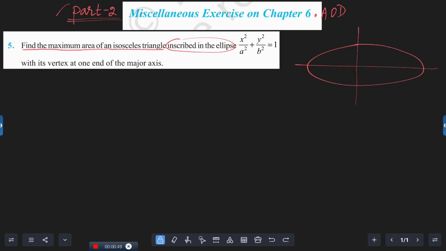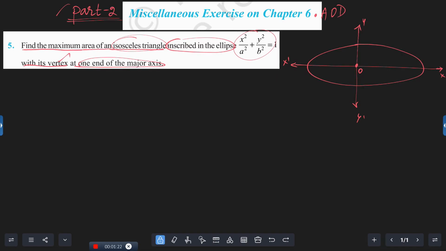Here, generally, they have not mentioned the x-axis or the y-axis. Nothing is mentioned, so we can take the x-axis. The ellipse equation they gave is x square by a square plus y square by b square equals 1, with the isosceles triangle's vertex at one end of the major axis. Here the x-axis is the major axis. Y and y dash. This is the origin O.